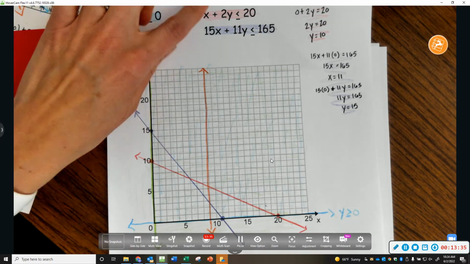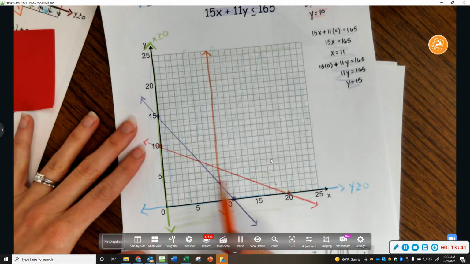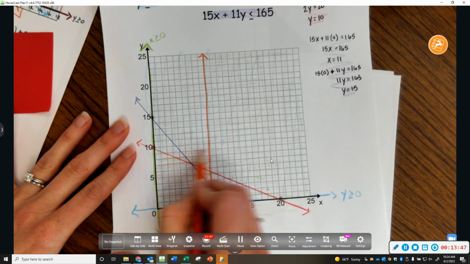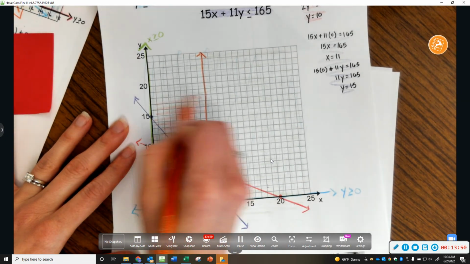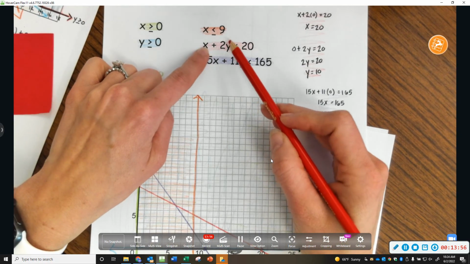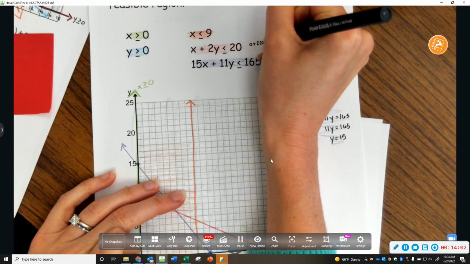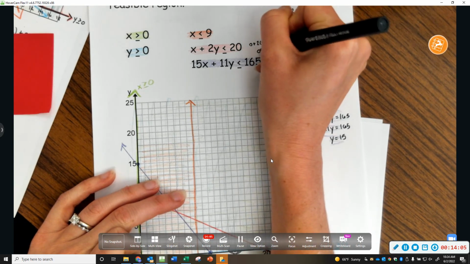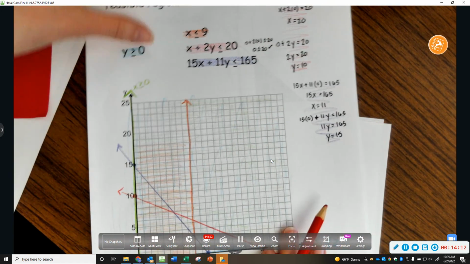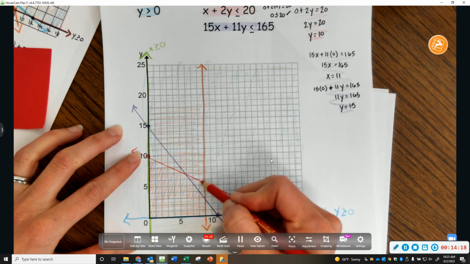So now let's look at the orange, and x is less than 9. So I need to color in everything less than 9. Well, less than 9 is going to be in this region here, between 0 and 9. Okay. Then my red, 0, 0. If I plug in 0, 0, and I can do that, 0 plus 2 times 0 is less than or equal to 20. So is 0 less than or equal to 20? Yes. So that means 0, 0 is part of my region. So that is this region right here.